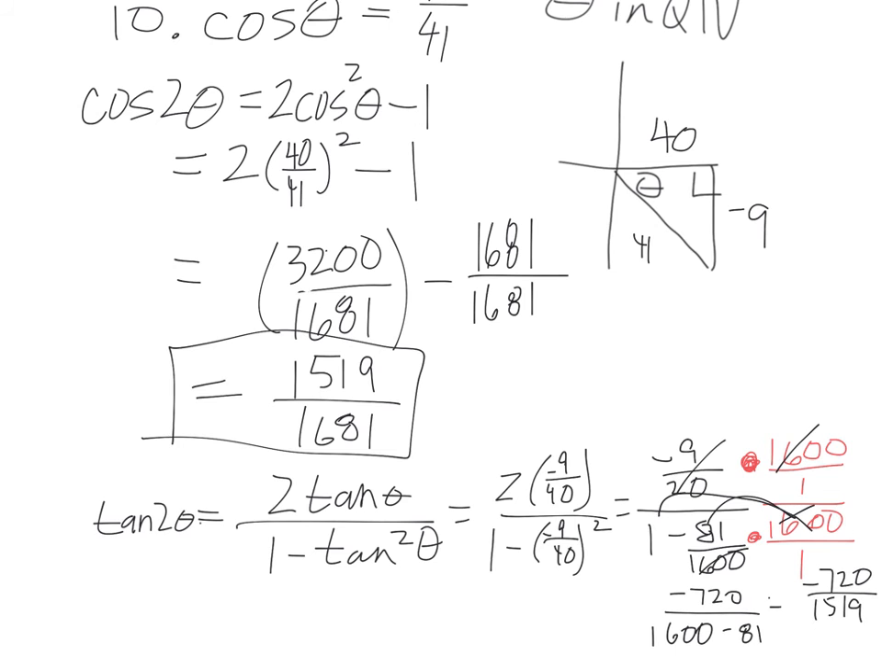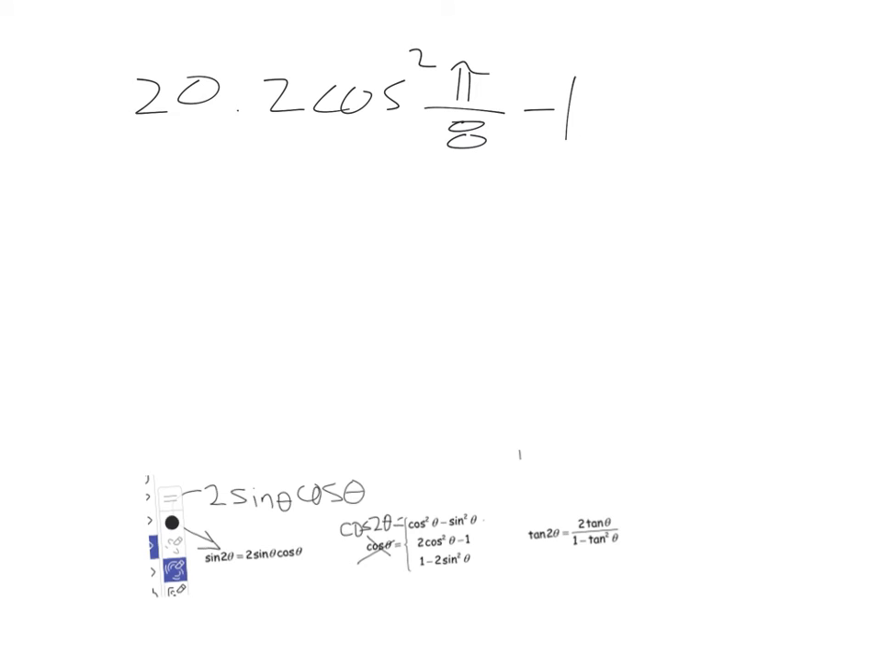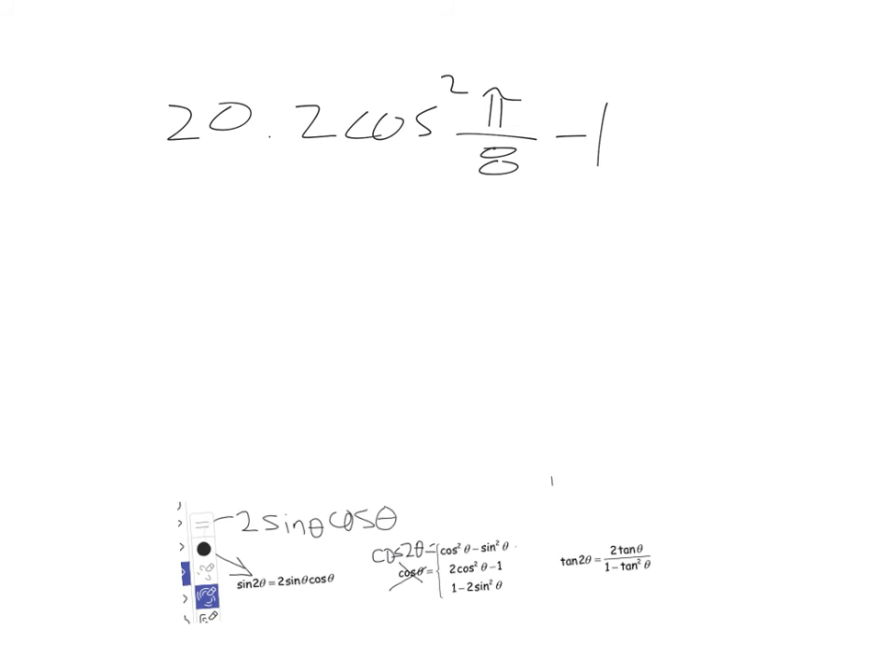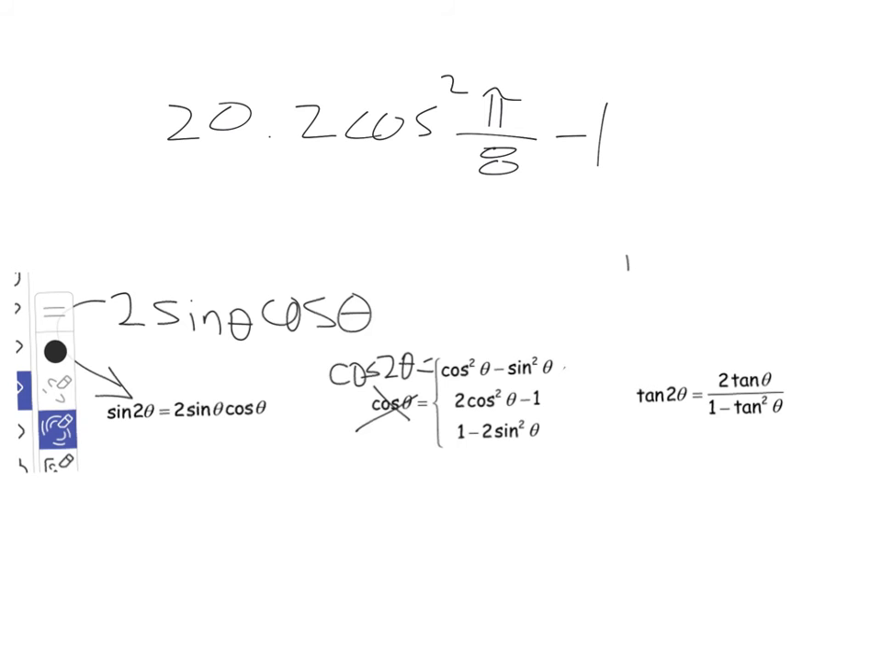We have negative 720 divided by 1519. So next we have number 20 here at the top, where it says 2 cos squared pi over 8 minus 1. What you're trying to do is determine which of the 3 double angle formulas you're looking at. So below here, not very clean, sorry about that, I do have the double angle formulas. Sine 2 theta is 2 sine cos. Cosine double angle is cos squared minus sine squared, or 2 cos squared minus 1, or 1 minus 2 sine squared. Tan 2 theta is equal to 2 tangent theta over 1 minus tan squared theta.